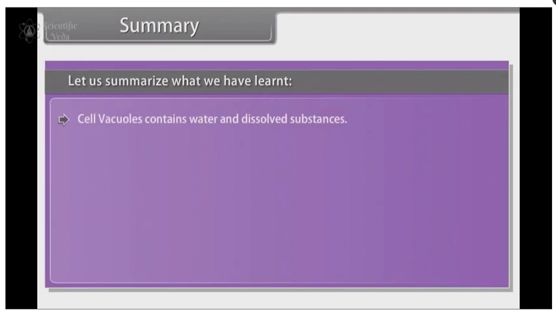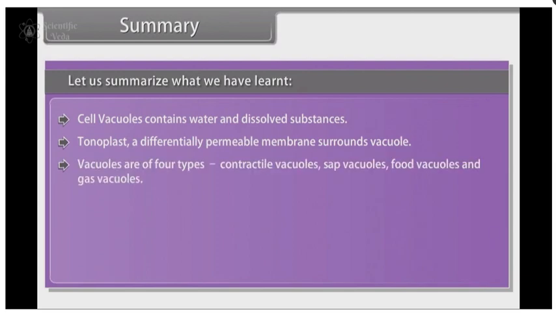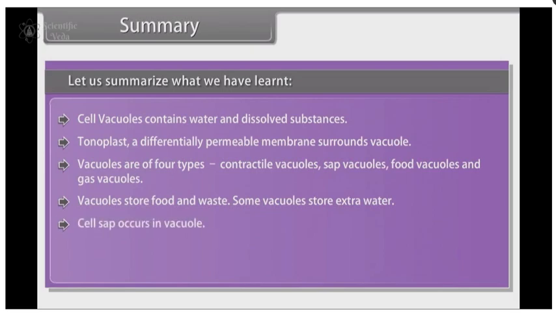Cell vacuoles contain water and dissolved substances. Tonoplast, a differentially permeable membrane, surrounds the vacuole. Vacuoles are of four types: contractile vacuoles, sap vacuoles, food vacuoles, and gas vacuoles. Vacuoles store food and waste. Some vacuoles store extra water. Cell sap occurs in the vacuole.